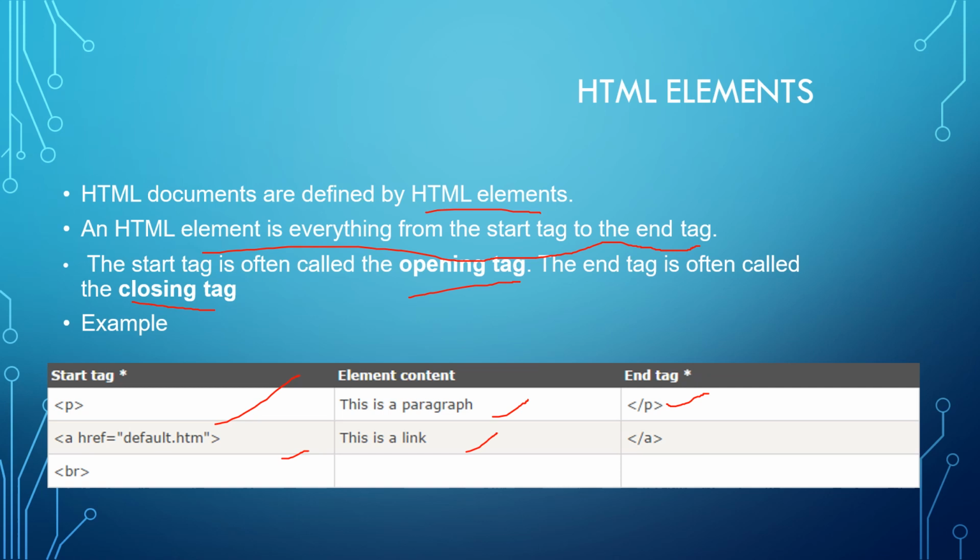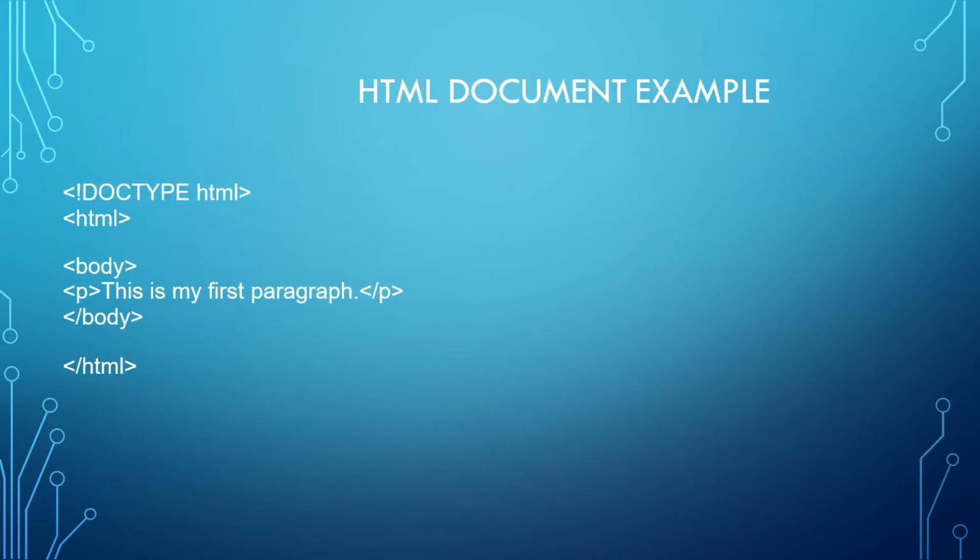Href is used for hyperlinking. Break does not have an end tag, and break means that now we move on to the next line. We don't want the data to continuously appear in a single line. Then we use the break tag to make the data appear in the next line. So this is an example. This is a comment. When you use an exclamation mark along with this, then this becomes a comment.